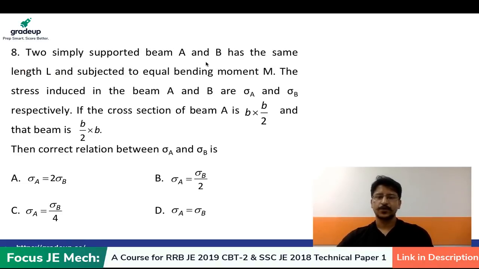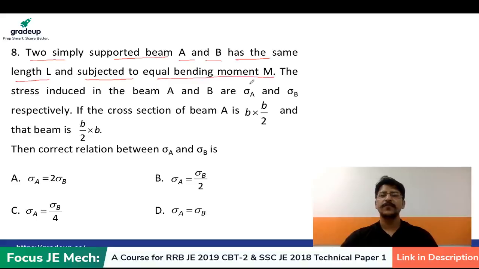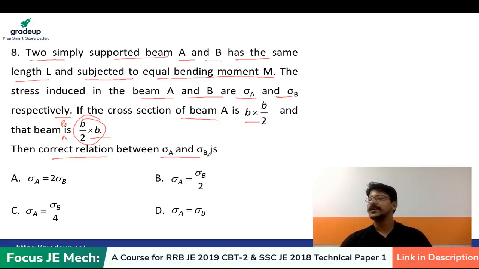Question number 8. Two simply supported beams A and B have the same length L and are subjected to equal bending moment M. The stresses induced in beams A and B are sigma A and sigma B respectively. If the cross section of beam A is b into b by 2, and that of beam B is b by 2 into b, then the correct relation between sigma A and sigma B is?